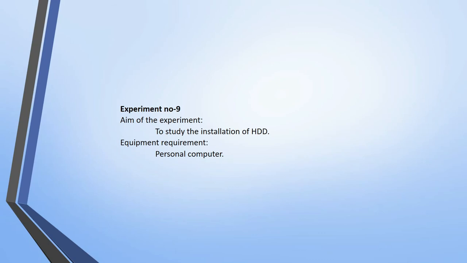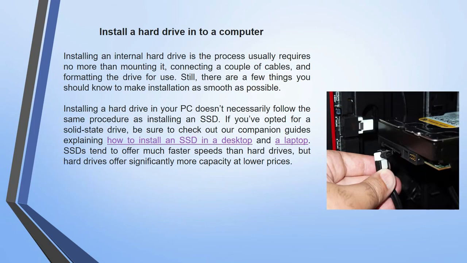So the aim of the experiment is to study the installation of hard disks, and the equipment requirement is a personal computer. So let's see the steps of how you should install a hard disk into your system. Install a hard drive into a computer. So what is the procedure?